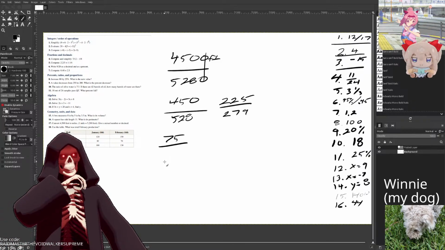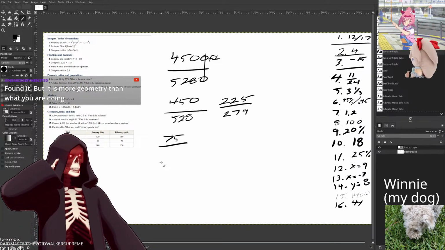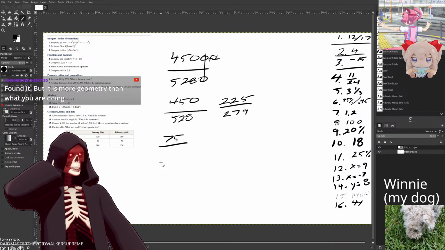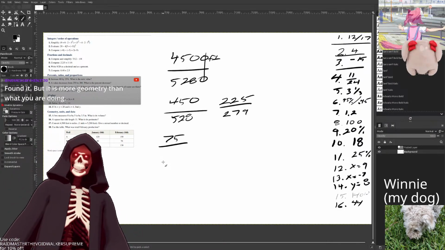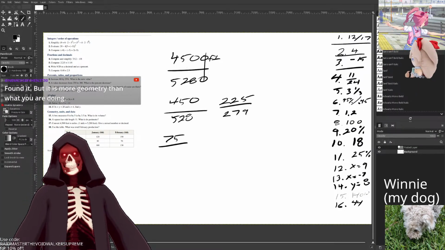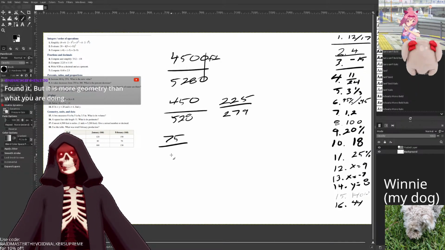Found it, but it is more geometry than what you're doing. Yeah. Well, this is geometry. It says it right there. Geometry, units and data.